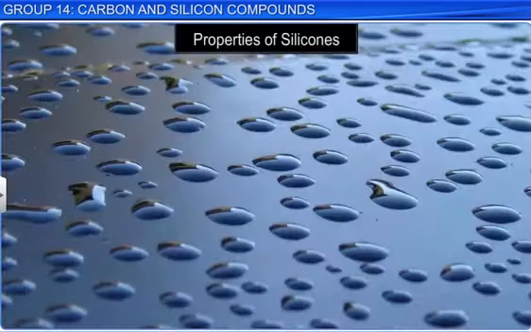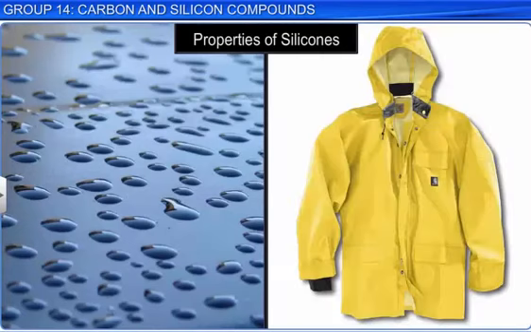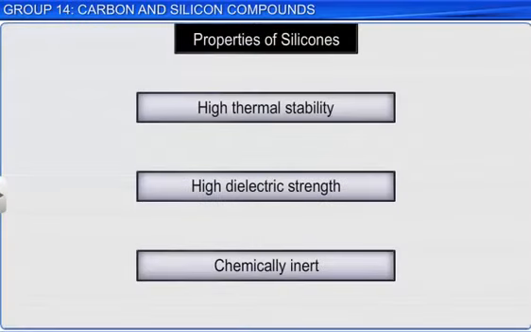Silicones are water-repelling in nature due to the repetition of non-polar alkyl groups along the chain. This makes them useful for waterproofing fabrics. Silicones generally have high thermal stabilities, meaning that they are stable in high temperatures. They have high dielectric strength, which means that they can withstand high electric fields without breaking down.